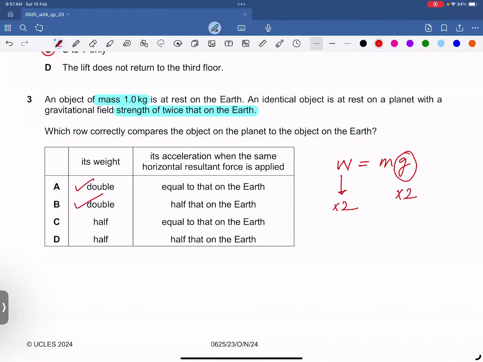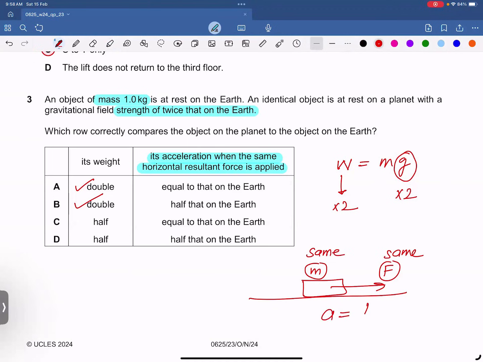Option A or B. Now they want the acceleration when same force is applied in horizontal direction. So imagine if here is the object, you are applying the horizontal force, which is same. You know the mass of the object is also same. So the resultant force divided by mass is the acceleration. Force is same, horizontal force. Mass is same. So it means the acceleration will also be same, equal to the acceleration on Earth. Option A. We proceed to question number 4.